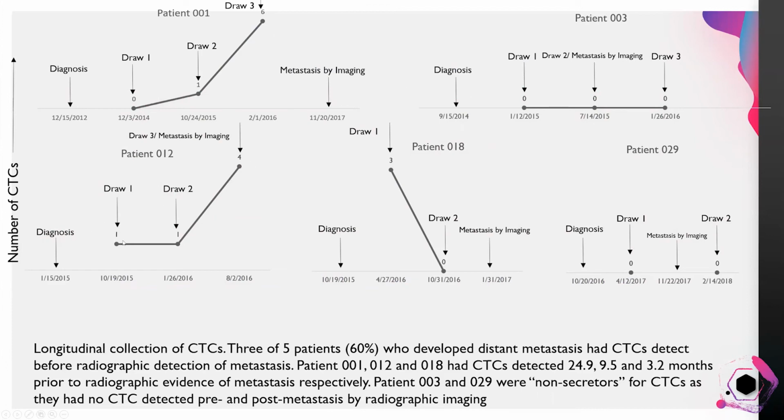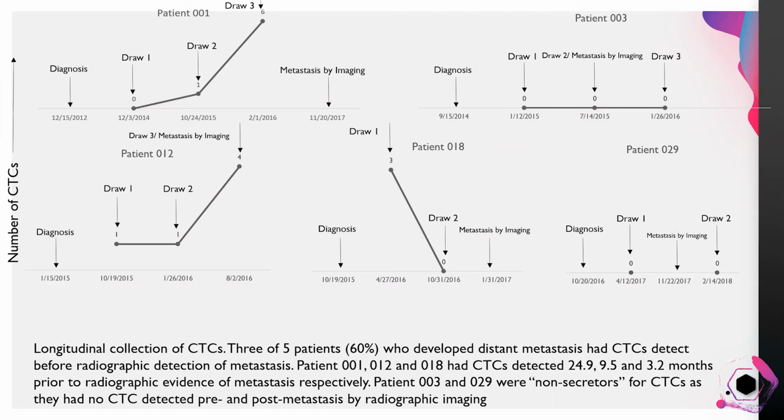That tells you ahead of time that the patient may go on to develop metastasis. Same with patient 12, had 1 circulating tumor cell, 1 circulating tumor cell, then 4. And at that time, that draw 3 was also the time that they developed metastatic disease. So it was there at the time of metastasis. Of course, had we drawn them a month or 2 earlier, would it have preceded? We don't know.